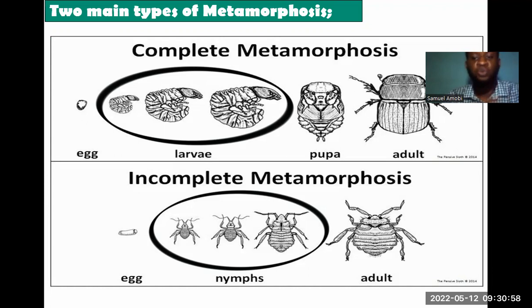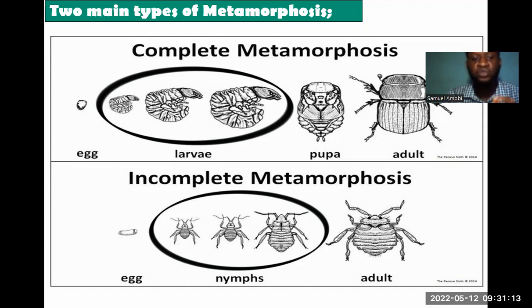Incomplete means the English word incomplete. It is not complete, none of the 4 stages. Now, this incomplete goes from the egg stage. Then the egg stage, instead of going through the larva stage, moves into the nymph stage. The nymph stage will now turn to the adult stage.